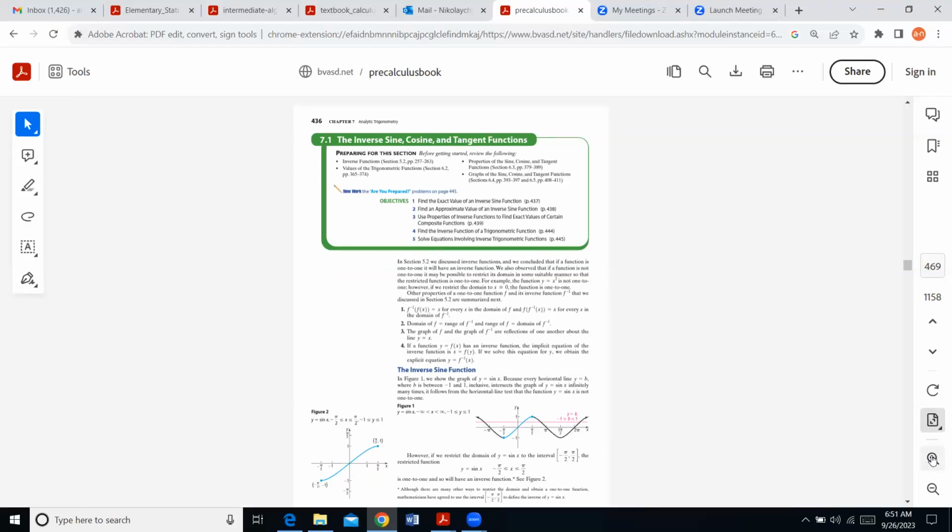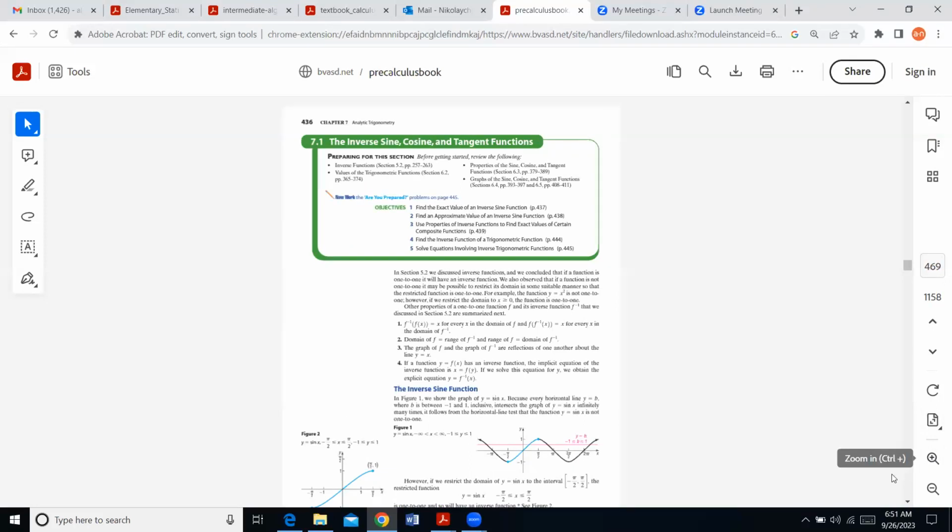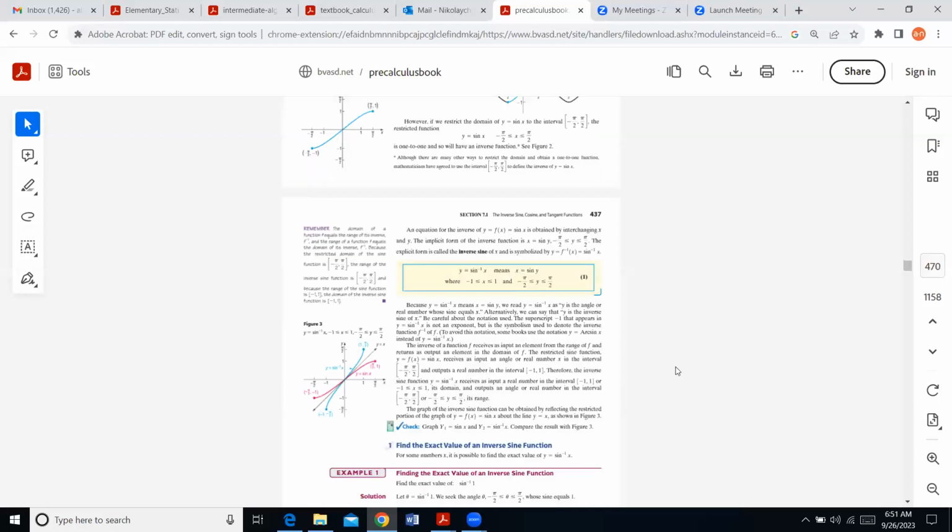Looks like we only worked with the inverse sine function, and I guess the key idea is here on figure 2. So they have a graph of a function called arcsine that could be used for visualizing restriction of a domain and the range of that function.